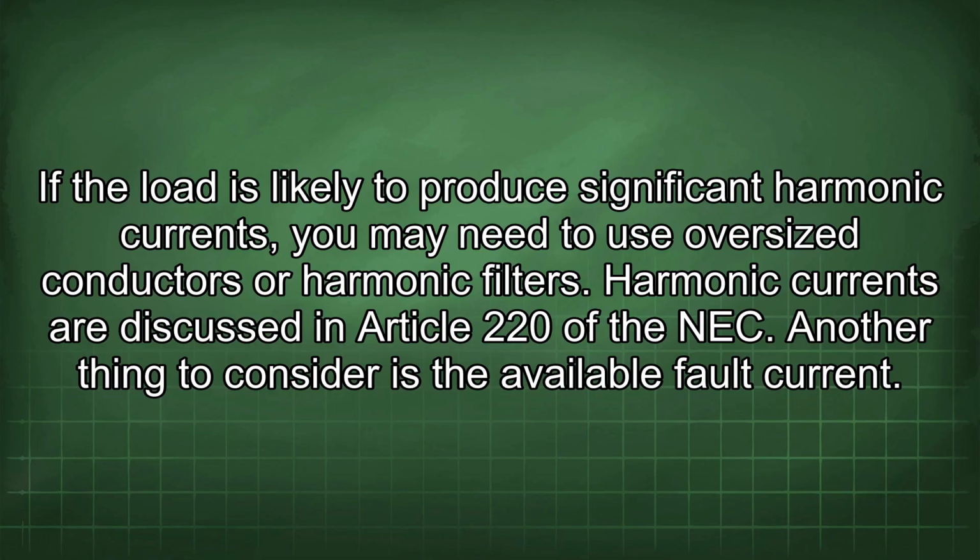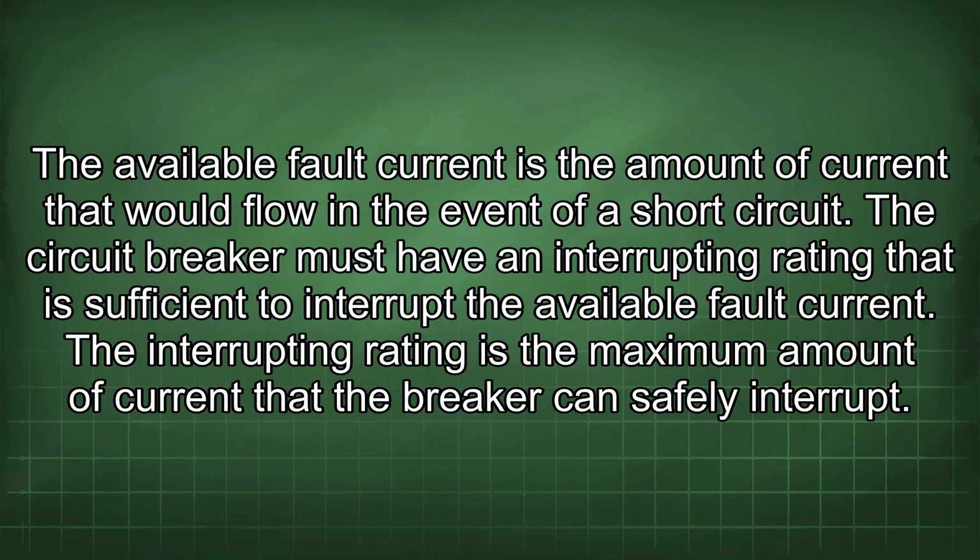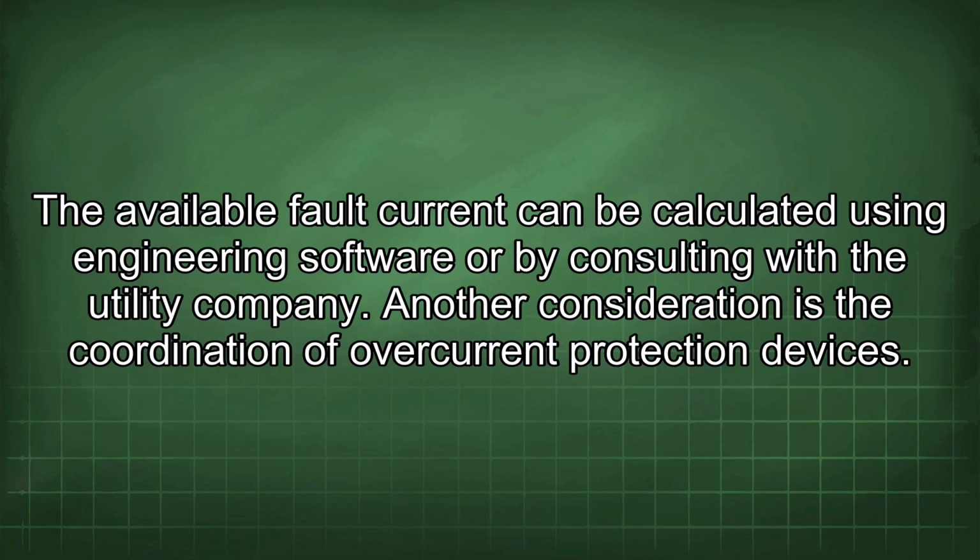Another thing to consider is the available fault current. The available fault current is the amount of current that would flow in the event of a short circuit. The circuit breaker must have an interrupting rating that is sufficient to interrupt the available fault current. The interrupting rating is the maximum amount of current that the breaker can safely interrupt. The available fault current can be calculated using engineering software or by consulting with the utility company.